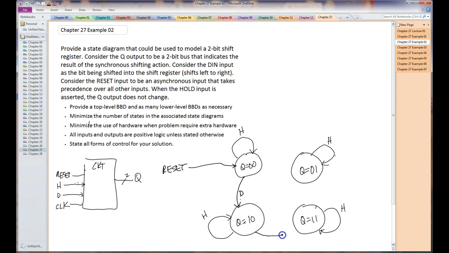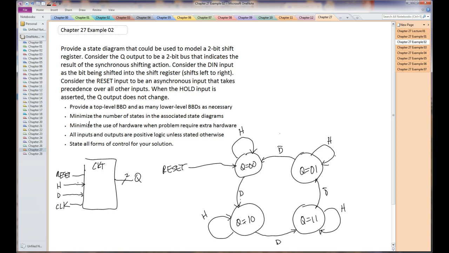And if I'm in this state, it's still shifting right, and I get a D, it goes into the 1, 1 state. If I'm in this state and I get a D bar, it goes into the 0, 1 state. If I'm in this state and get a D bar, it goes back to the 0, 0 state. Remember, D bar is 0, feeding into the left side. It's a really good start. Now the issue is it's not complete. Technically speaking, I have 2 inputs, H and D, hold and the D input, per state, which means I need 4 transitions leaving each one of these bubbles.